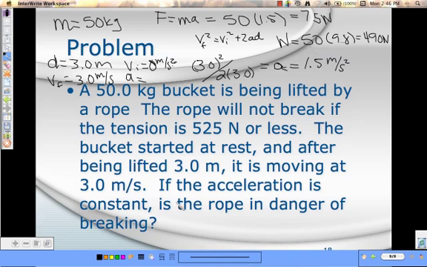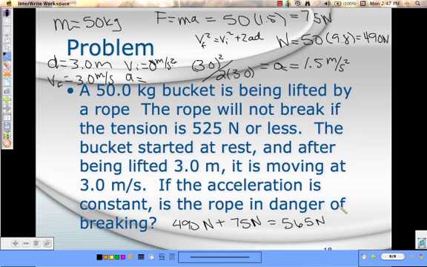Right? So now if we want to know the total force on that, or the total tension on the rope, we're going to have 490 plus 75, and that is 565. So is the rope in danger of breaking? Yes, because the tension is greater than the tension it can withstand, so it could break. Does that make sense why we add them together like that?